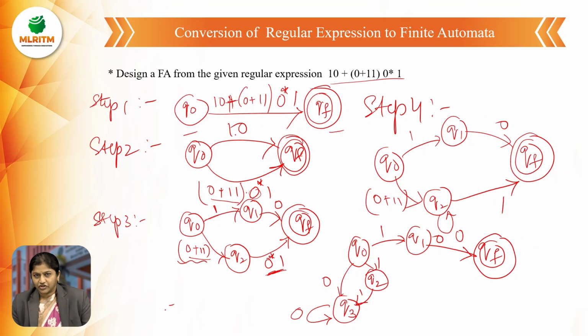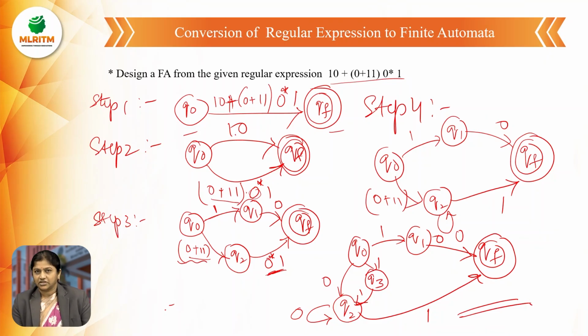Or else, if you're getting confused, you can name it here as Q2, and this you can name as Q3. Because already we have taken it as Q2 for the 0 star, and this will reach the final state, that is 1. This is how we need to represent a finite automata from the given regular expression.